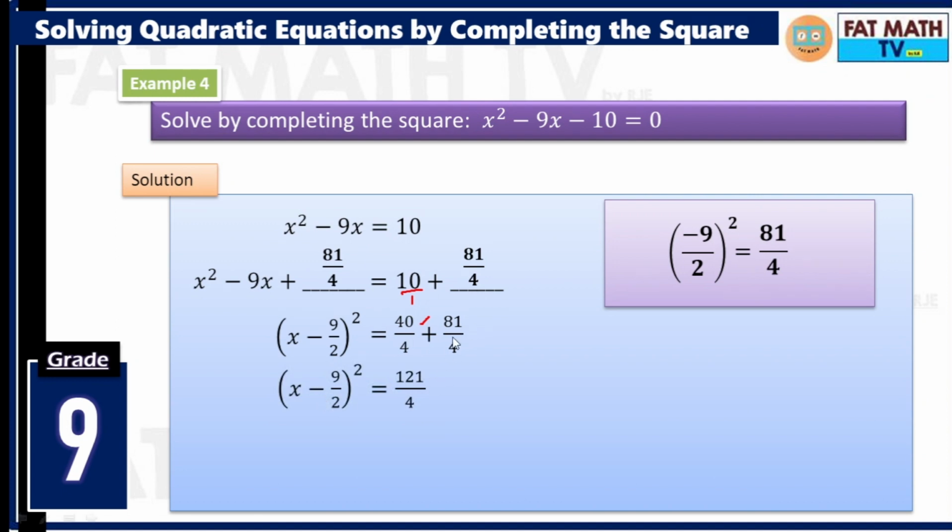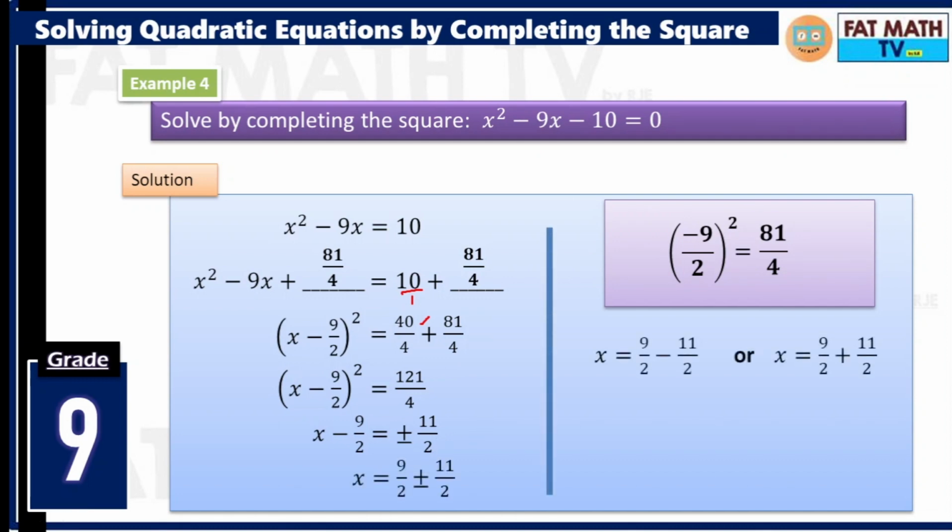Simplify first the right side. You will have 121 over 4. And then take the square root. X minus 9 halves is the square root of 121 over 4, which is 11 halves. And then add 9 halves to both sides of the equation. Separate this into two equations.